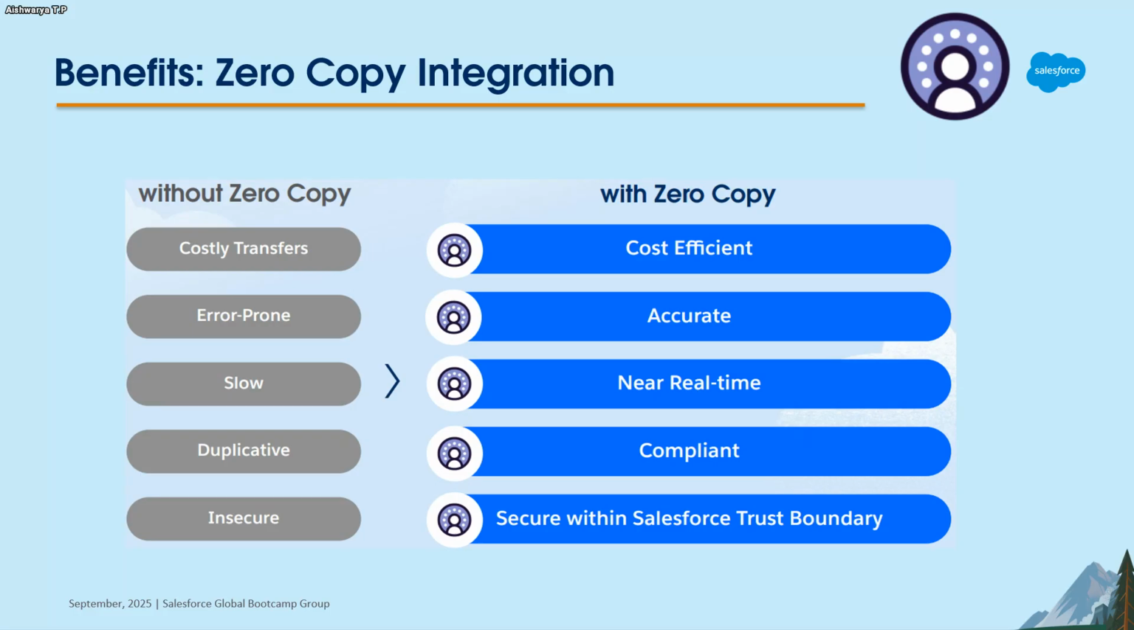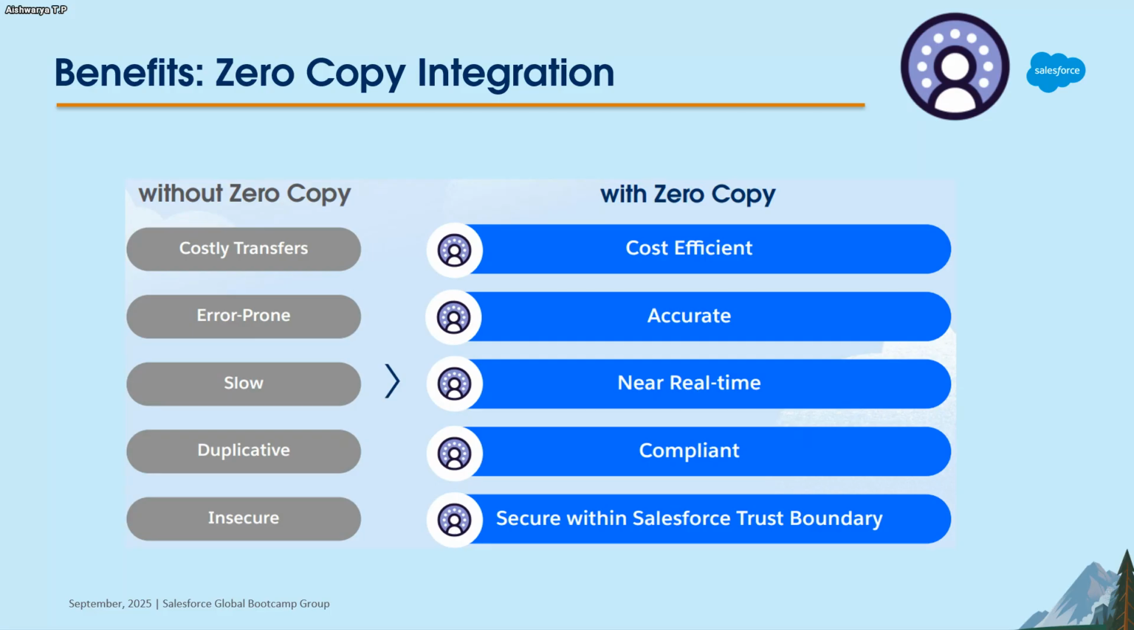Then, without zero copy, it is slow, as we discussed earlier about the ingestion patterns. It's like some milliseconds, and maybe more than a millisecond, 5 minutes, like that. There will be some delay. But with zero copy, it is near real time. Again, as far as I have experienced, it's real time. I've seen that if I make some changes in Snowflake, they get reflected in Data Cloud immediately. But there will be some microseconds of difference, not more than that.